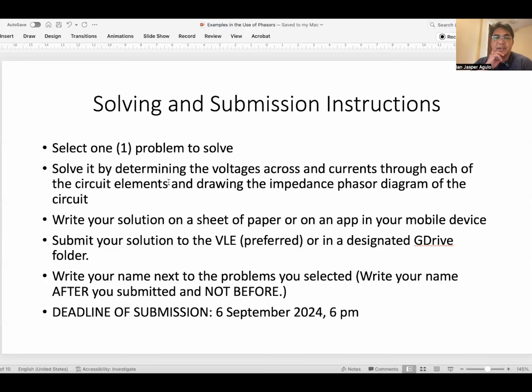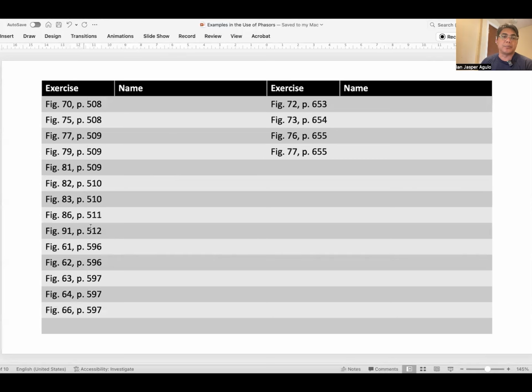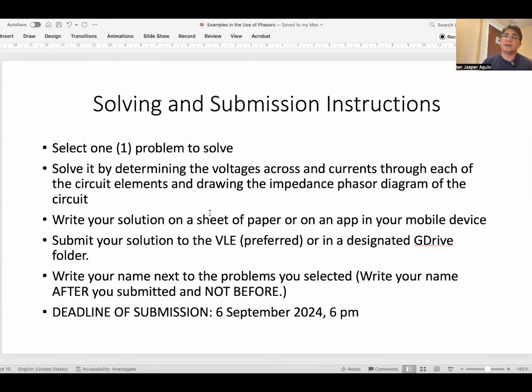As in the previous exercise, submit your solution via VLE or in a designated Google Drive folder. Okay. Then, once you have made a submission, saka nyo lang isusulat yung pangalan ninyo next to the problem that you have made a submission to. Okay. The deadline is today, 6 p.m. Okay, and there will be no extensions. Okay, so here are the three examples for today.